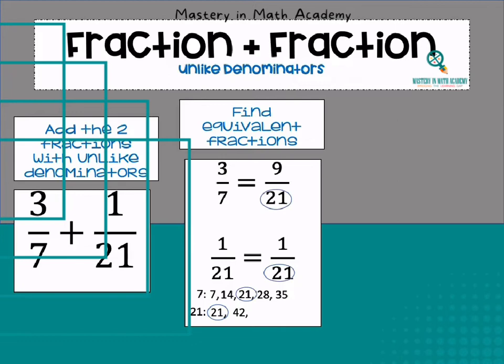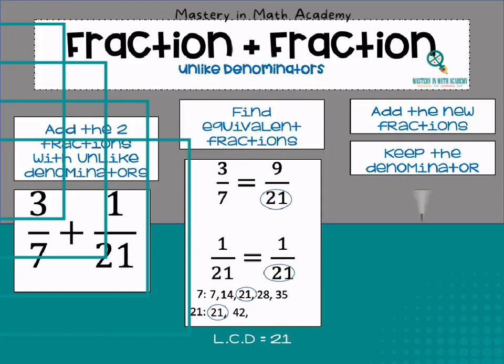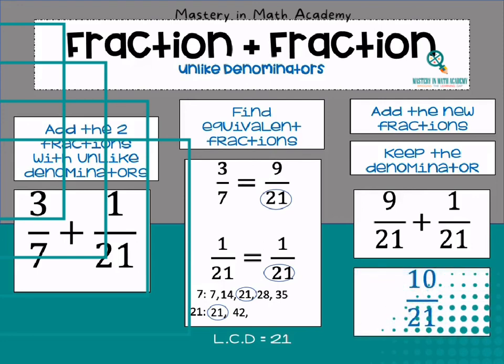Now that your denominators are the same, do we change them or do we leave them? If you said we keep them, then you are correct. Keep your denominator. Focus on your numerator. And remember, now you're working with your new fractions. You have 9/21 and you have 1/21. 9 plus 1 is equal to 10, and your denominator stays the same. Do not change it. Your answer is 10/21, and that's it.